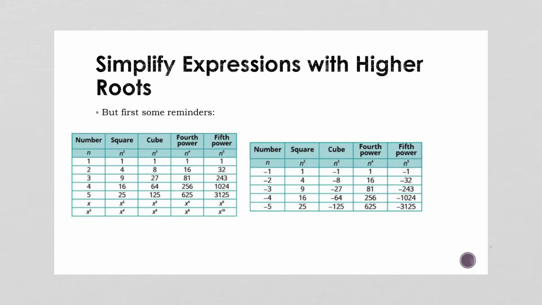So one thing that you can actually deduce from this table is that whenever a negative number is raised to an odd power, you get a negative number. When a negative number is raised to an even power, you get a positive number.